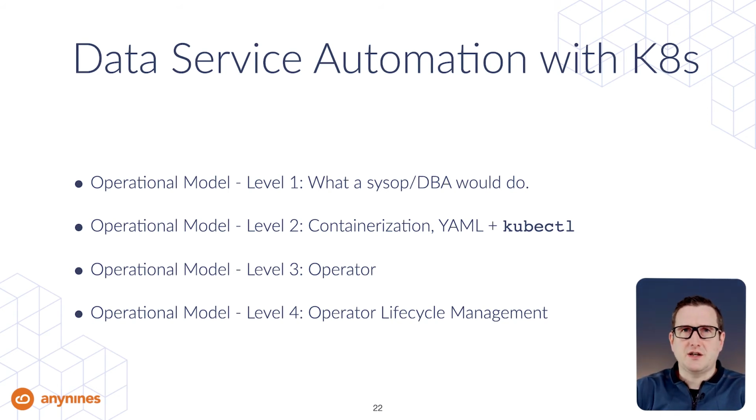So all these things are covered already with documentation and tutorials. So basically the operational model level 1 covers what a sysop or DBA would do. You'd collect this information and compile it into, let's say, a tutorial style collection of things you want the automation to do.